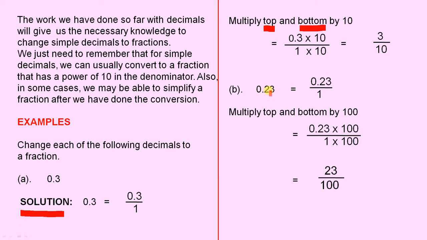For the decimal of 0.23, that is 0.23 over 1. Multiply top and bottom by 100. The reason we multiply by 100 is we need to move the decimal point 2 places to the right. The reason we multiplied by 10 before is we only had to move the decimal point 1 place to the right. So multiply top and bottom by 100. That gives us 0.23 times 100 over 1 times 100, which is 23 over 100. So 0.23 is 23 over 100.